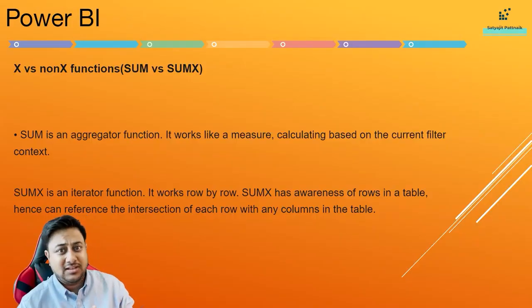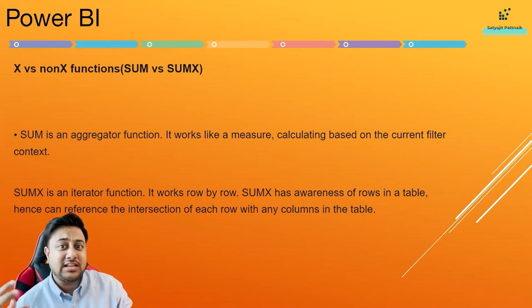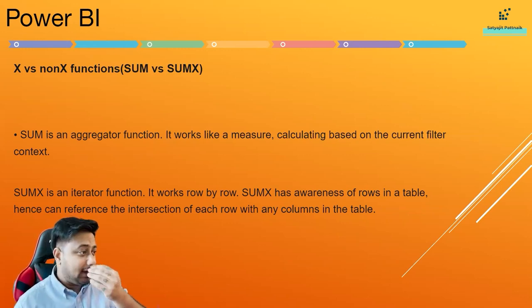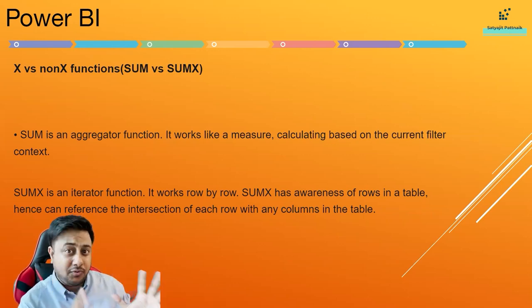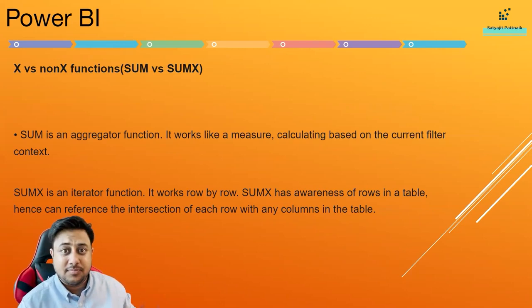What is X and non-X? Which basically means there are many functions like sum, average, max, and all those things, and they have their X variants as well. For sum, we have SumX. For average, we have AverageX, and there are some other X functions as well. But in this session, we shall be learning about a few of them. Now, what is the difference between sum and SumX?